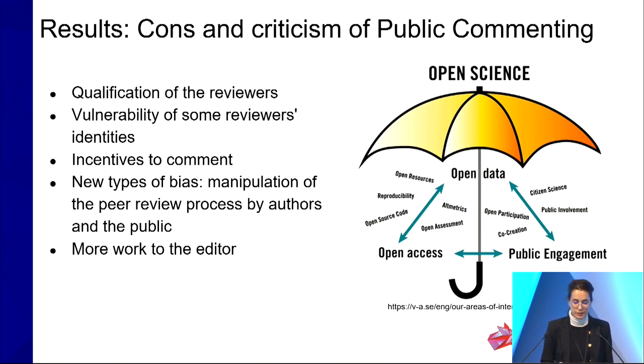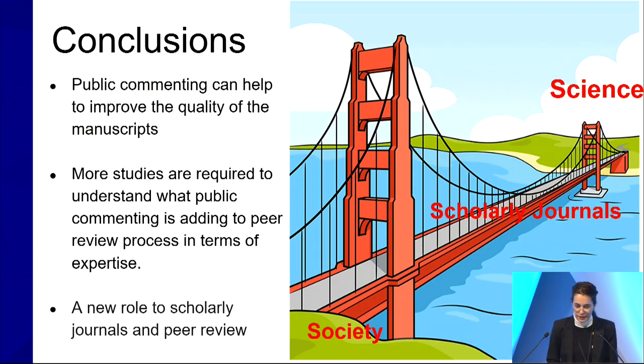And also some people say that we do not have time to comment publicly, because it's too hard to find reviewers. Public comment can also introduce new types of bias in the peer review process, such as manipulation of the peer review process by authors and the public, and it can also mean more work for the editor. And as a conclusion, my data shows that public comment can help to improve the quality of the manuscripts, but it has been applied as a complement to the traditional peer review process. However, more studies are required to understand what public comments add to the peer review process in terms of expertise. And they are also bringing a new role to scholarly journals and peer review, because the audience of scholarly journals is changing and broadening, with the participation of different types of reviewers and a more active role for readers.